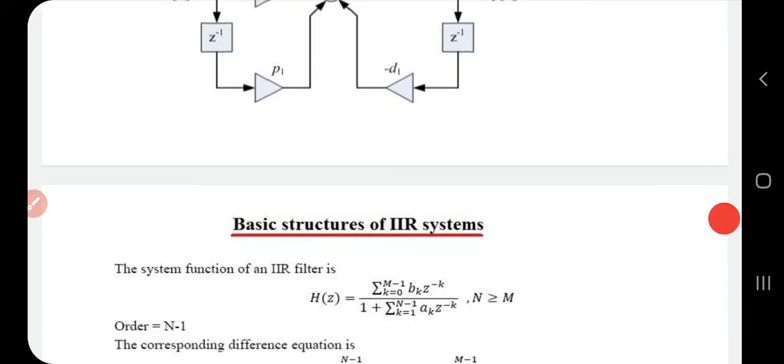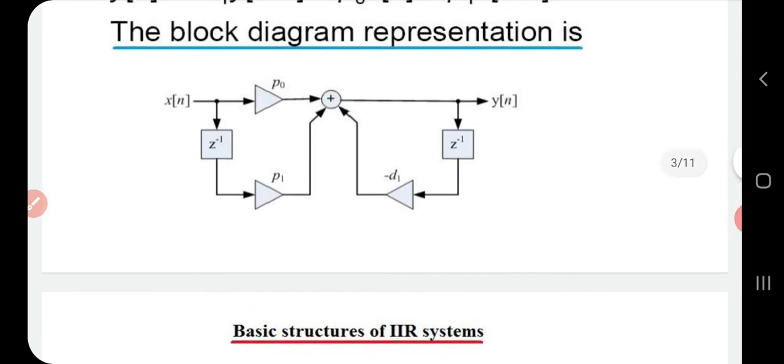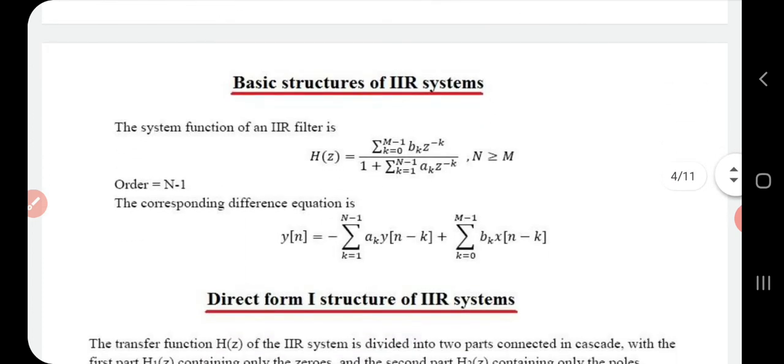That is just for your information. When you see such figures, we will be able to analyze what all these things are. What is z raised to minus 1? What is this symbol? Now we are going to study the basic structures of IIR systems.